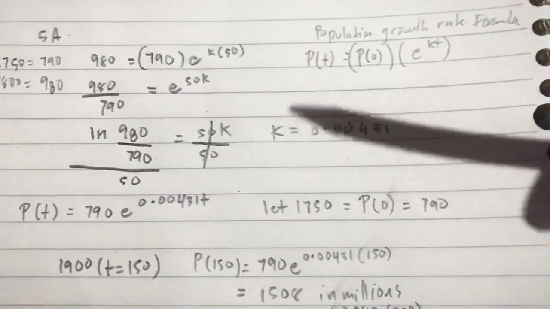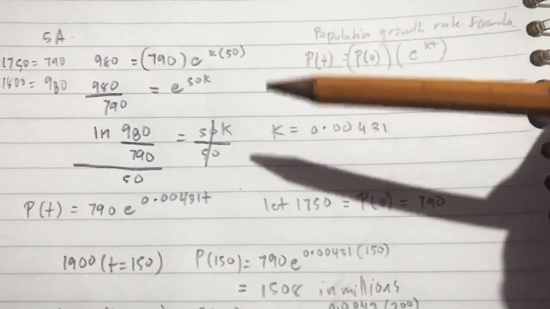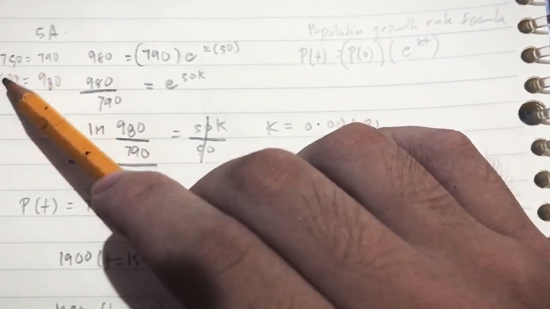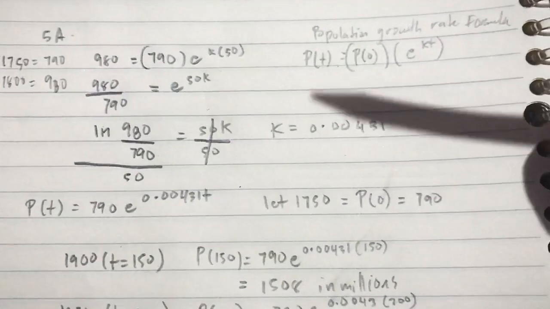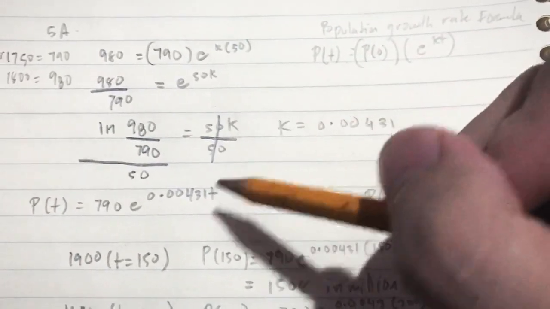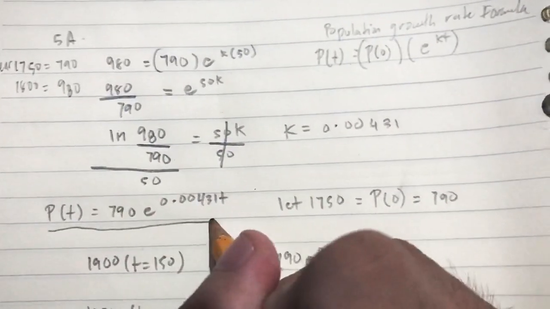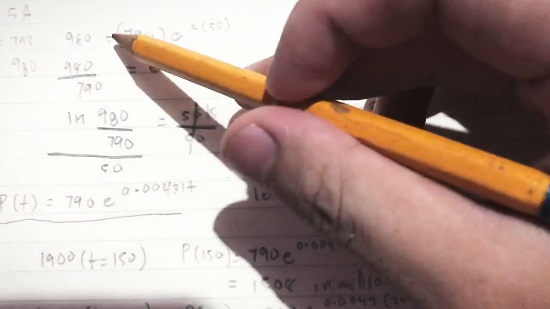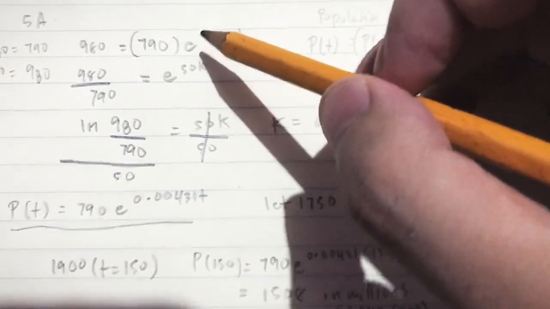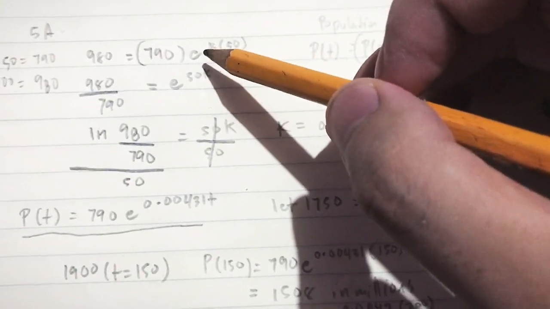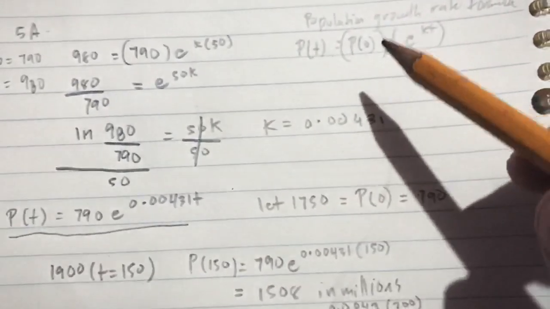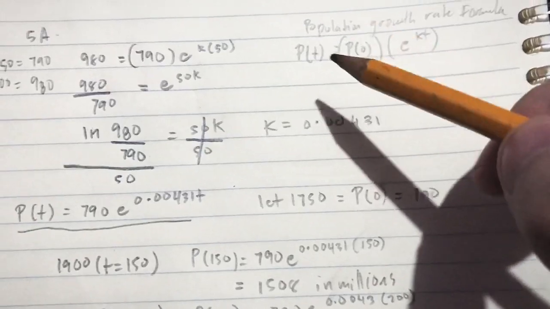In problem 5a, we'll use the population figures of year 1750 and 1800 to solve for the population growth equation. So 980 equals 790 times the Euler number to the power of k times 50. K here is the percent rate growth.